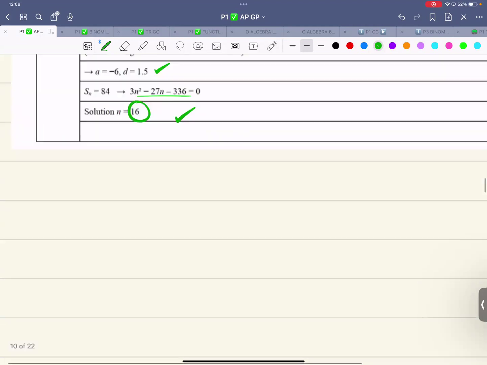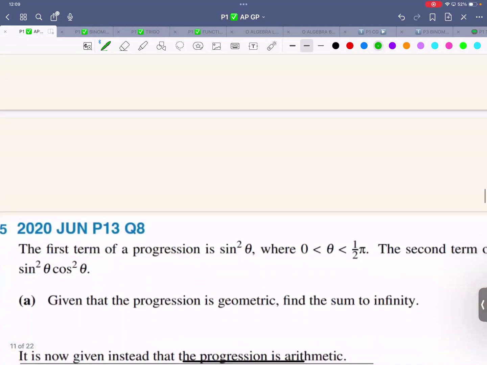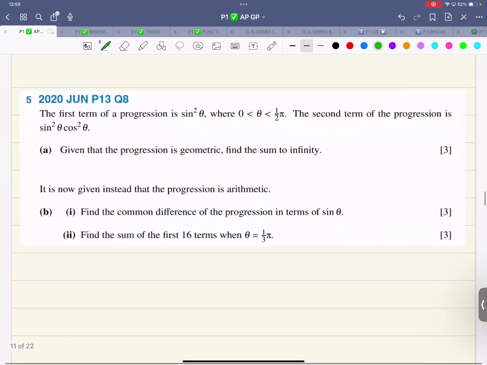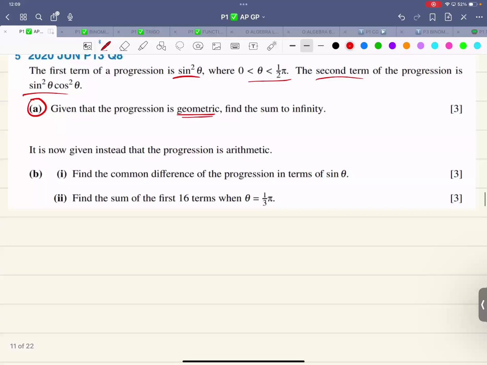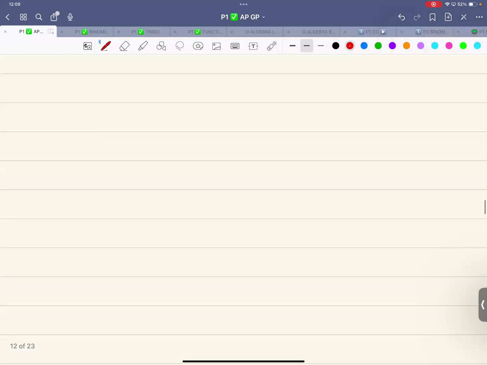All good? The next question, something to do with trigonometry. And this is about convergence and all these things. The first term of a progression is sine squared theta. Theta lies between such and such. The second term of this progression is this much, part A. Given that the progression is geometric, find the sum to infinity. So let me first copy this and paste it on the next page because I'll be needing it.